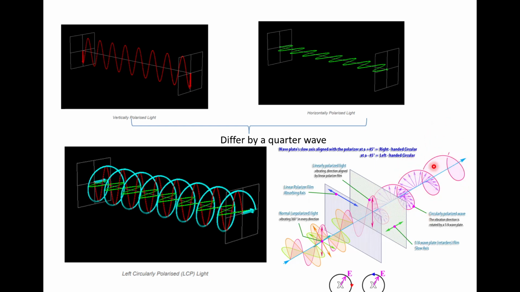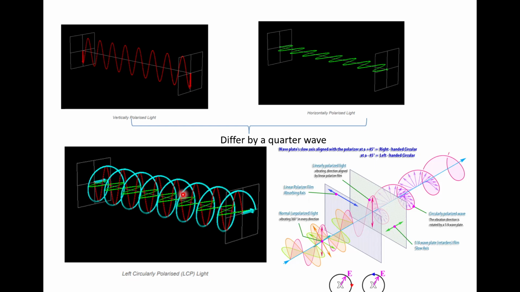Now, this circularly polarized light can be in two directions. One is clockwise, or it can move in an anti-clockwise direction. So on the basis of in which direction this electromagnetic wave, the circularly polarized light, is propagating, it is known as right-handed polarized light or left-handed polarized light. In right-handed polarized light, it is moving in a clockwise direction. In left-handed polarized light, it is moving in an anti-clockwise direction.